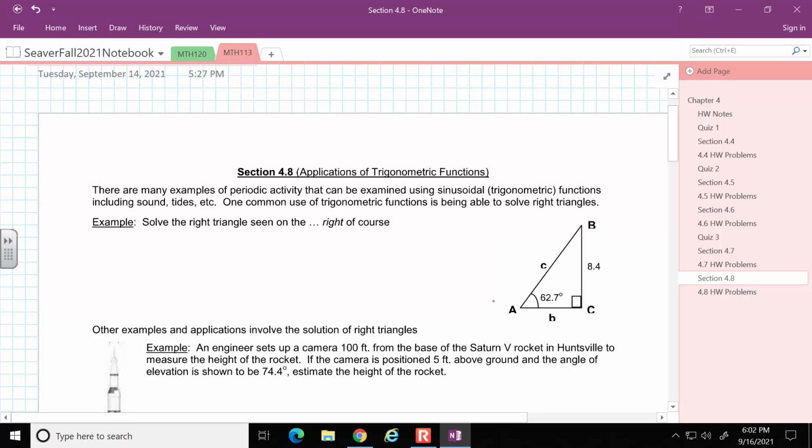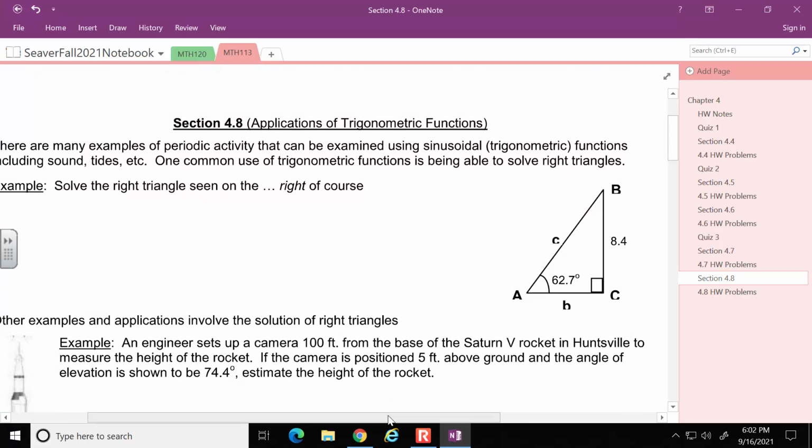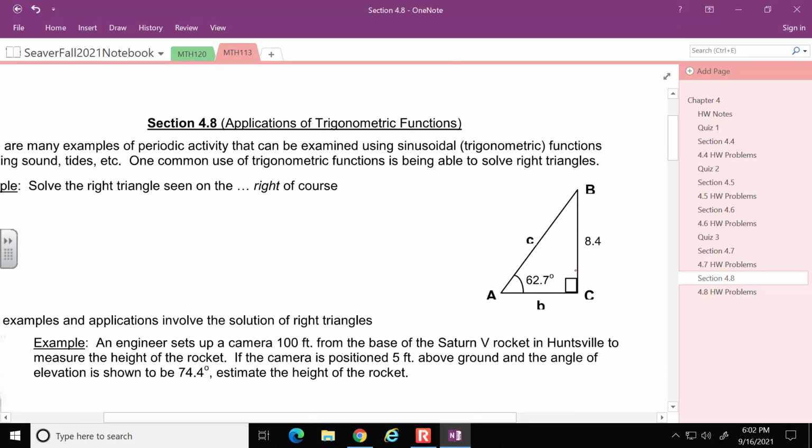So here's our triangle. I've got some stuff given. It looks like I am given at least side A. I'm not given side B yet, and don't have side C. So I have one side and two angles: angle A, and angle C is a 90-degree angle. If you have two angles, you should be able to find that third angle, because all the angles in a triangle add up to 180.